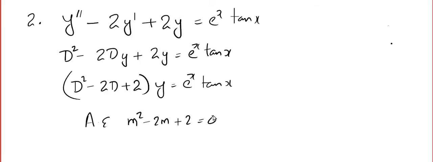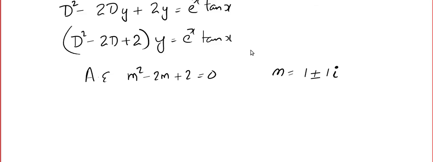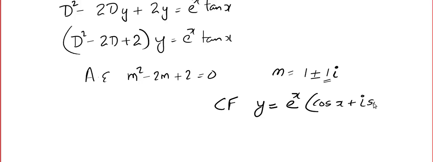Now I'll take my calculator and I'm going to input 1, minus 2 and 2. So we get 1 plus or minus i. So m is equal to 1 plus or minus 1i. I intentionally put that 1. So tell me the CF. CF is y equal to e to the power 1x times c1 cos 1x plus c2 sin 1x. Now it's important, e to the power x times c1 cos x plus c2 sin x.